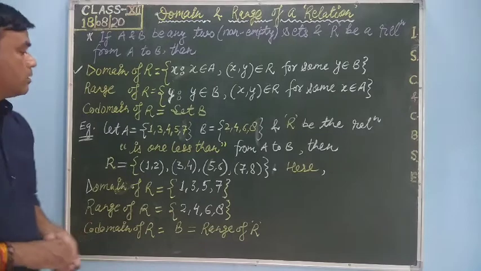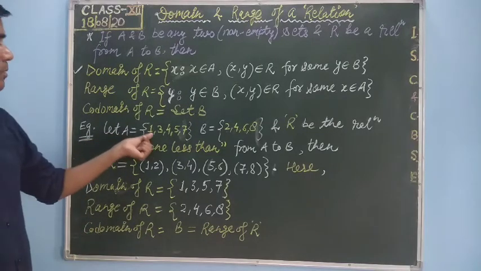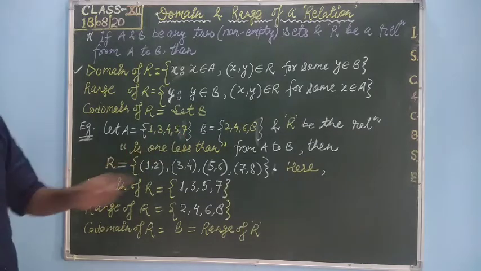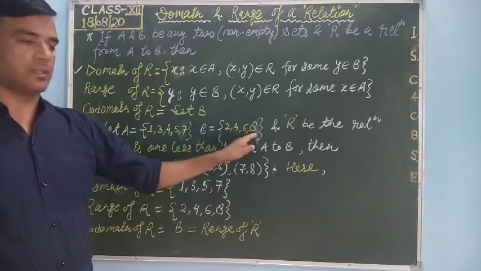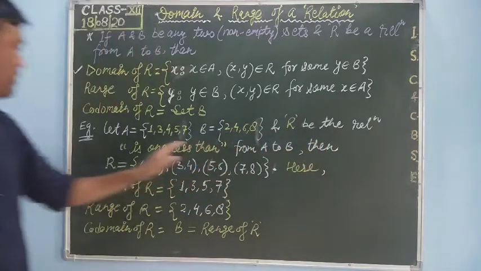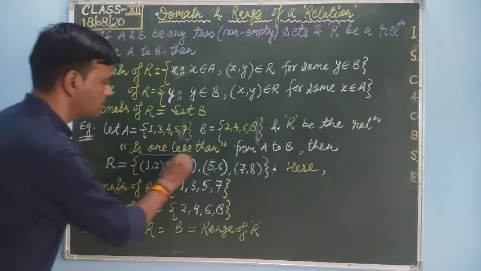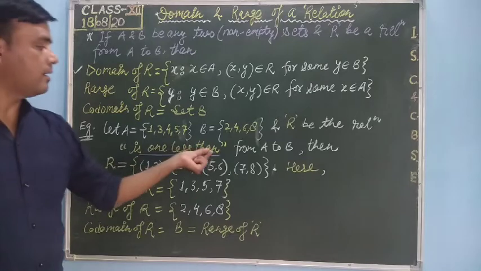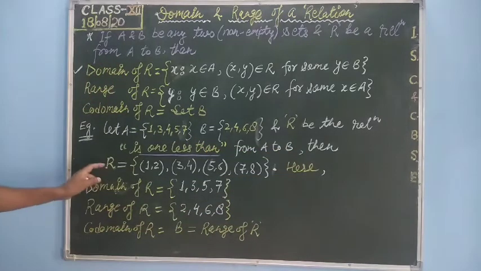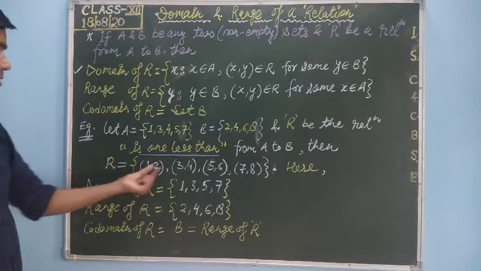So students, here is an example. Let set A be given as 1, 3, 4, 5, 7, these are the elements of this set A, and set B is given as 2, 4, 6, 8. Then suppose the relation R from set A to B is given as "is 1 less than". Then that relation will be the set of all ordered pairs like this.